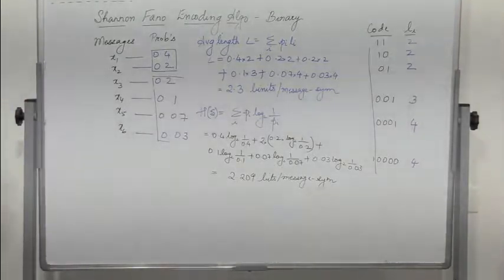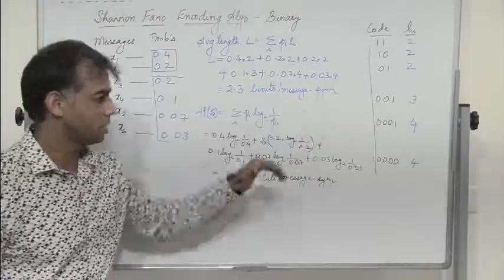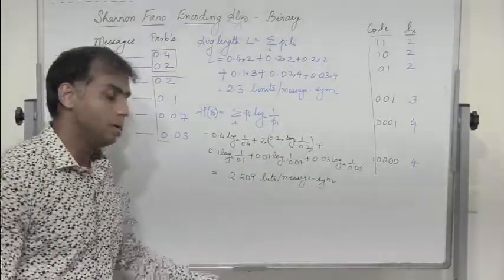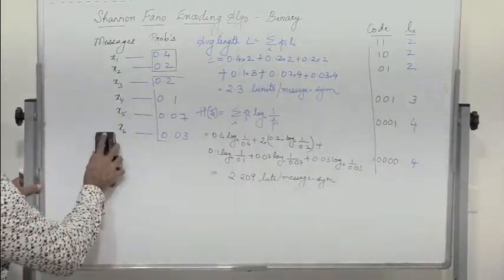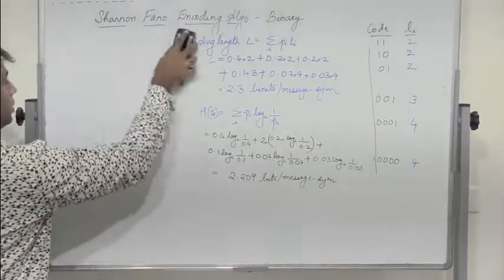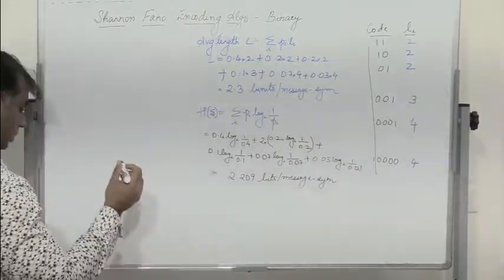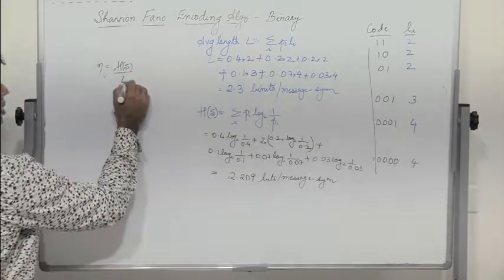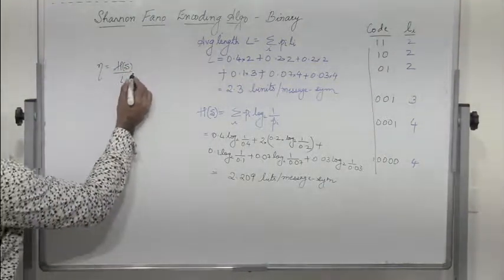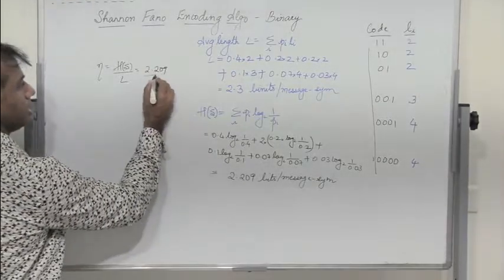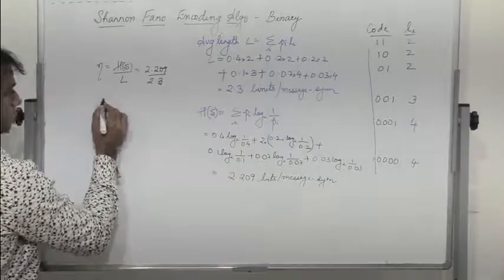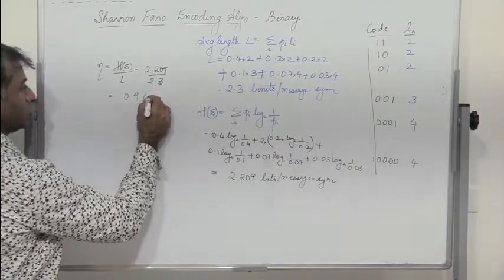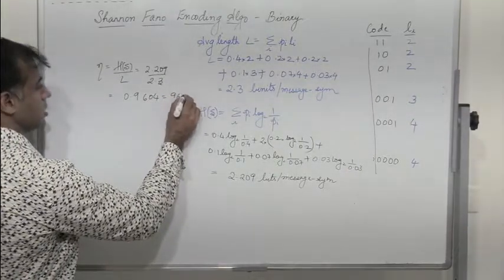Right? So we have got the average length as 2.3 binary units per message symbol and H of S, the entropy, as 2.209 bits per message symbol. So now we need to find the efficiency. So how do we find the efficiency? The code efficiency is H of S by the average length L. So H of S is 2.209 divided by 2.3. So we get it as 0.9604, or the efficiency is 96.04%.